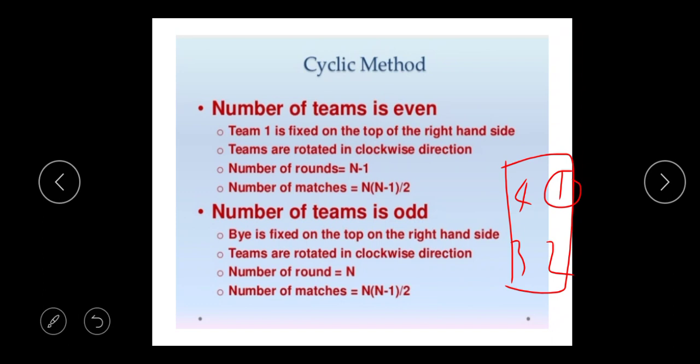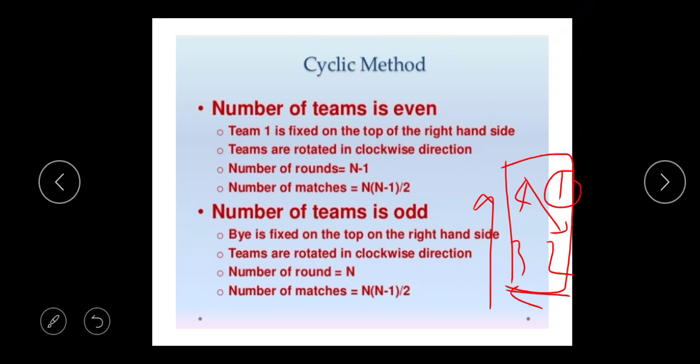The teams are rotated in the clockwise direction. One is fixed, then the rotation happens in the clockwise direction. These three teams will rotate clockwise. It's clear beta? The rotation: number 4 comes to number 2, number 2 comes to number 3, and number 3 goes to number 4. That is one rotation. Clear?